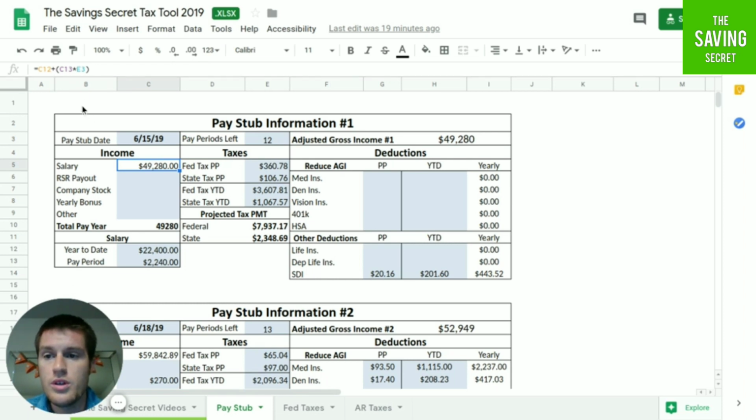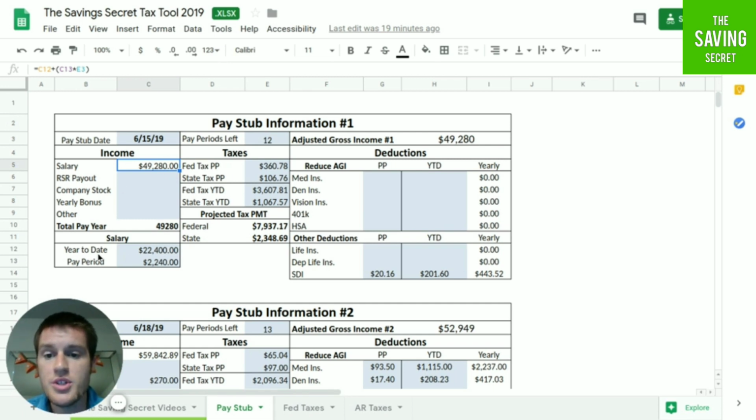So you use your y equals mx plus b. Your b is your year to date. Your m is figuring out what your pay period is, and your x is how many pay periods you have left. And that's where you get your projected salary for the year.